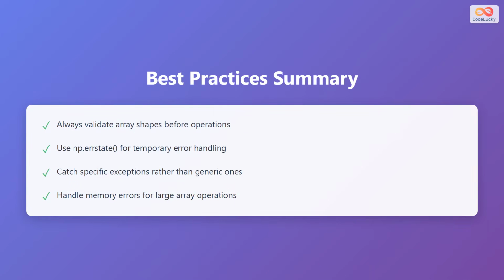Let's recap the key best practices for NumPy error handling. Always validate array shapes before performing operations to catch incompatibilities early. Use the ErrsState context manager for temporary error handling when you need different behavior for specific code blocks. Catch specific exceptions rather than using generic exception handlers, as this makes your error handling more precise and informative. And finally, always handle memory errors when working with large array operations to prevent your program from crashing unexpectedly. Following these practices will help you write more robust and reliable NumPy code.